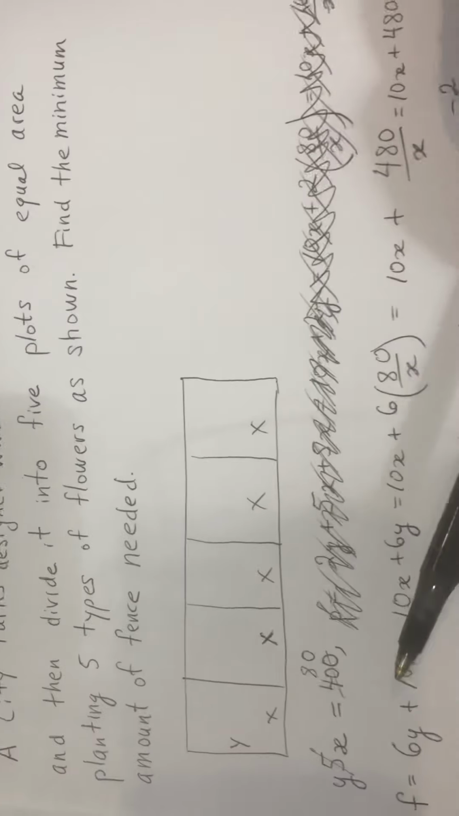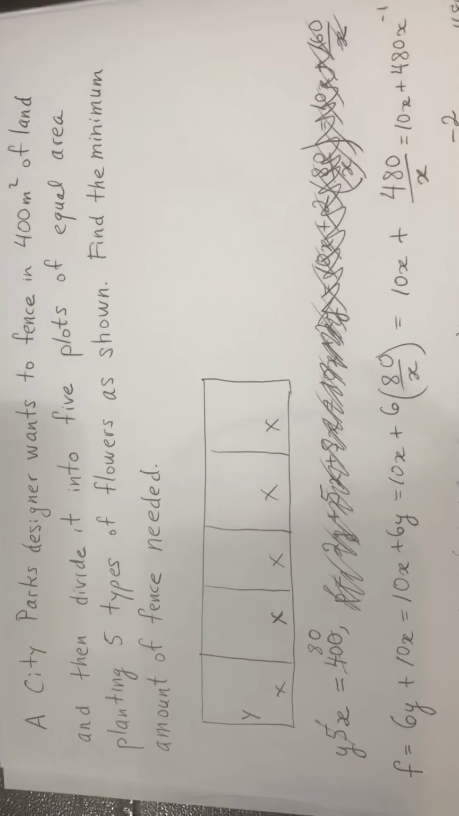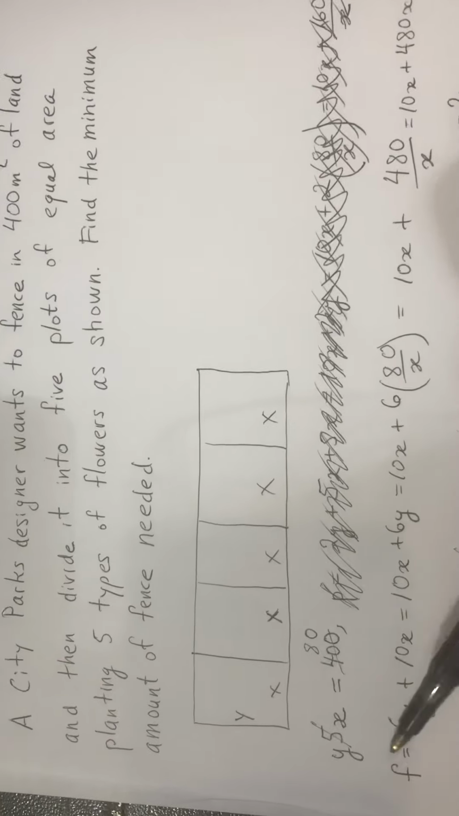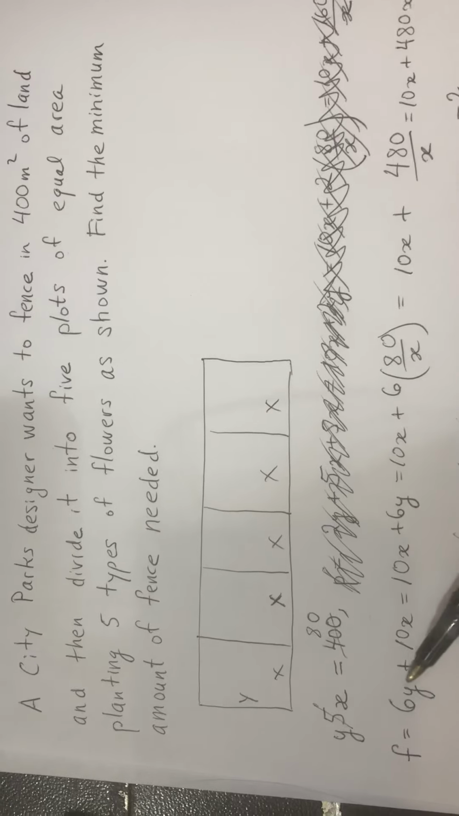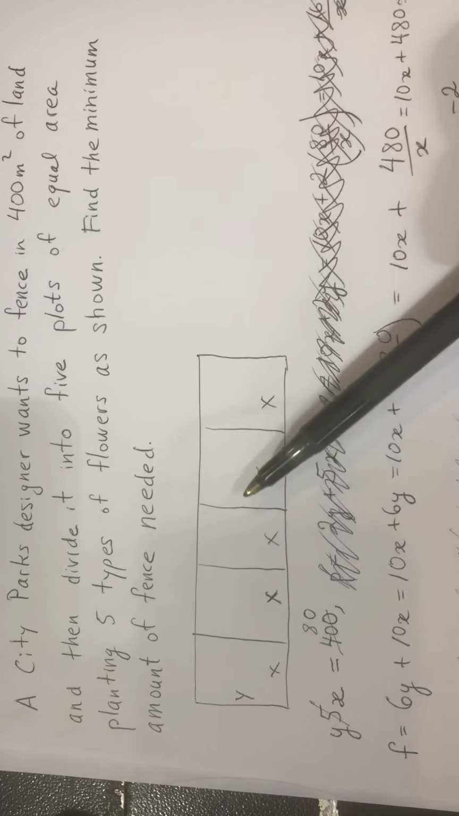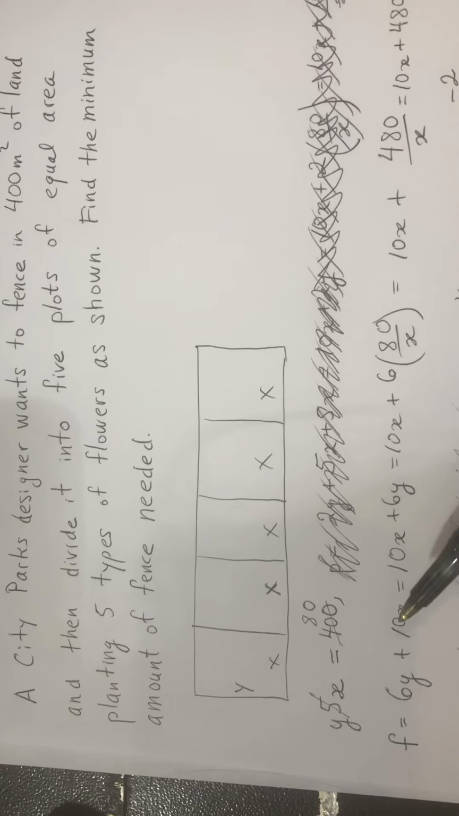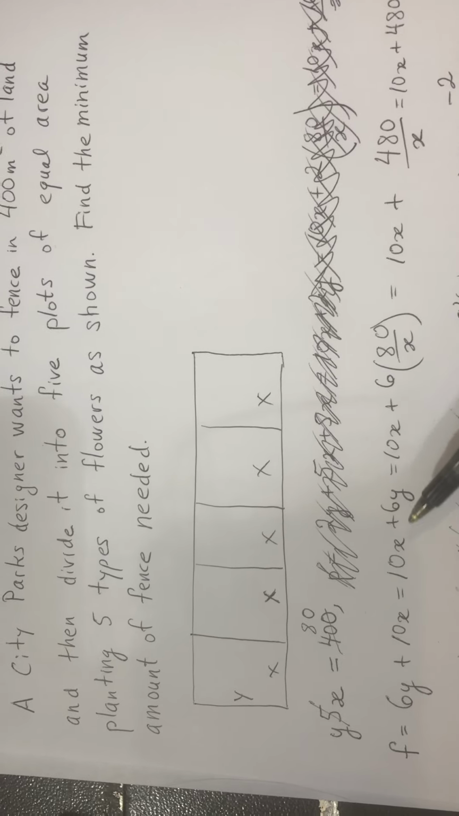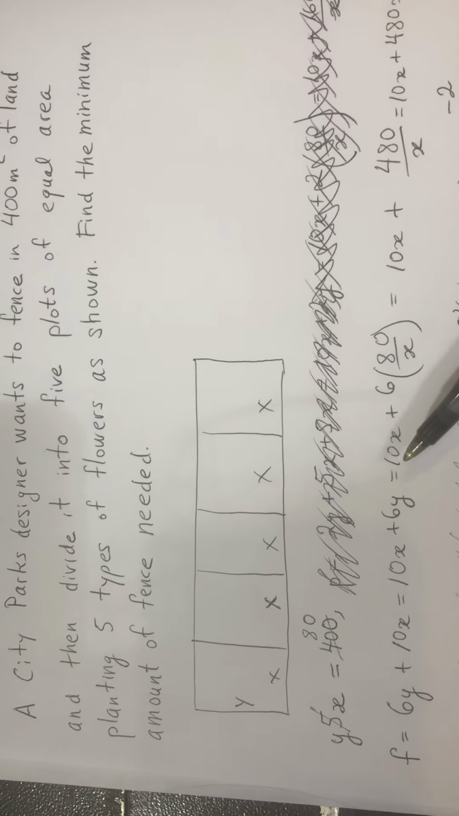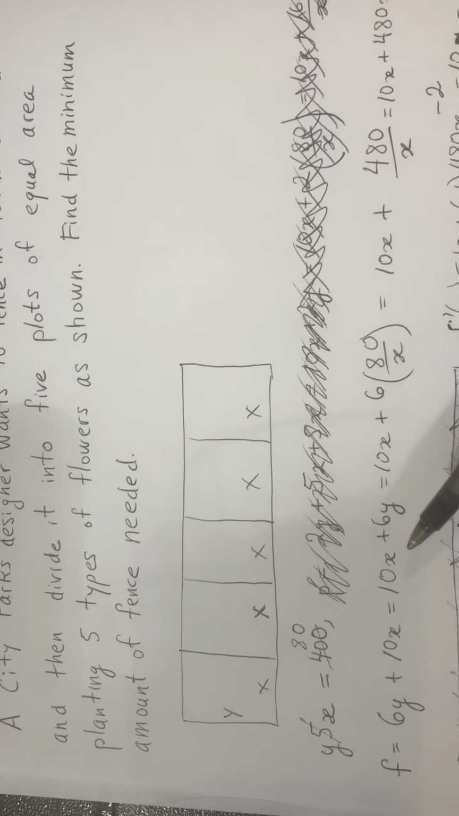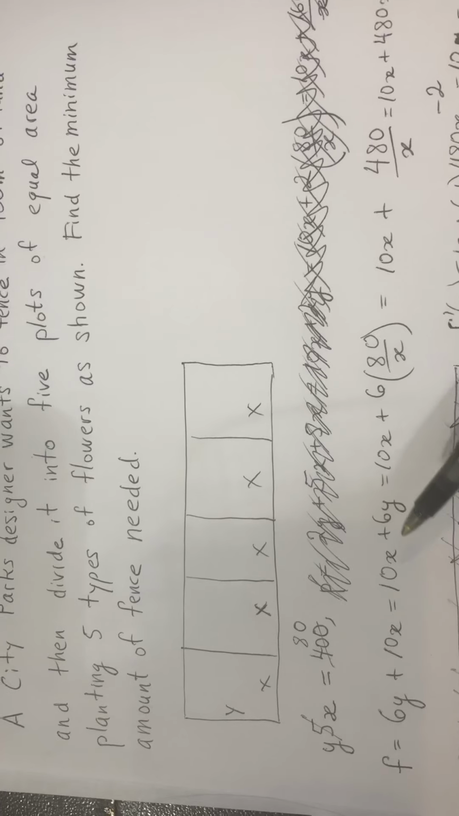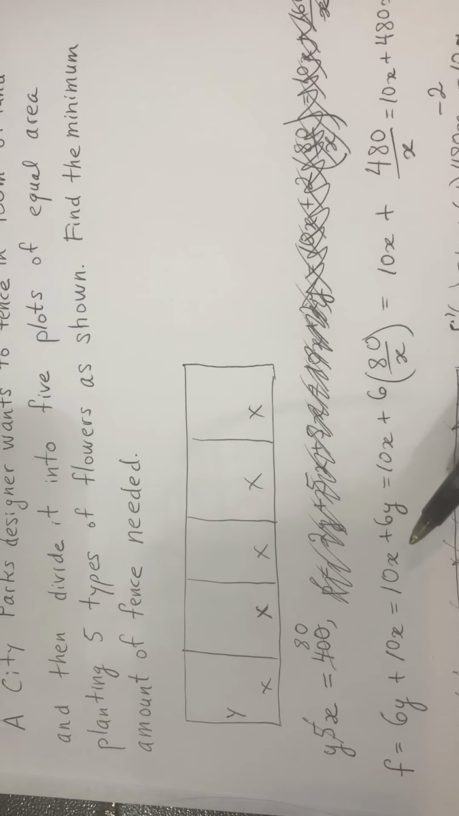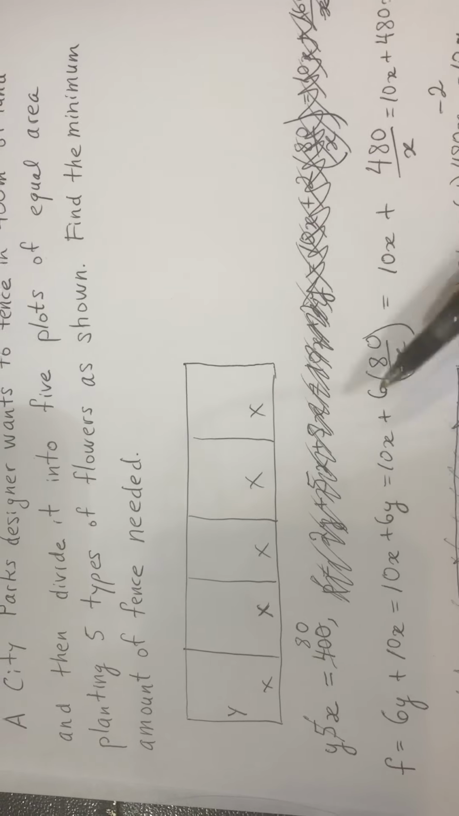All right. Let f be the length of fence in meters. So f is equal to 6y, 1, 2, 3, 4, 5, 6, plus 10x, which is equal to 10x plus 6y. I like my x's to come first. Now we haven't learned multivariable calculus yet. We're just doing single variable calculus. So we want to get rid of one of these variables. Let's get rid of the y.